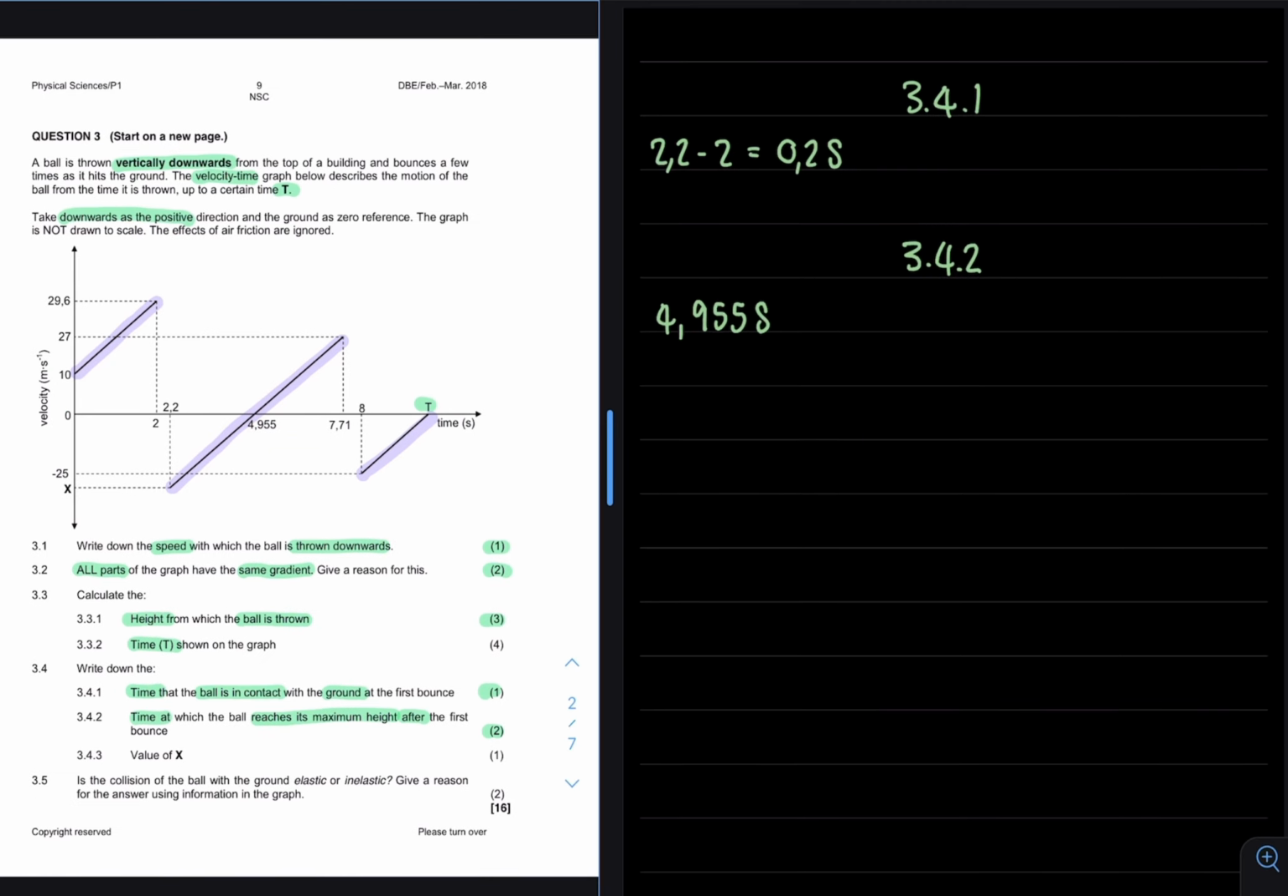In 3.4.3 we are asked to write down the value of x for a total of 1 mark. Now x is the initial velocity after the bounce that the ball will move upwards with. Now the ball moves up, reaches its maximum point, and moves back down. It hits the ground at a velocity of 27 meters per second.